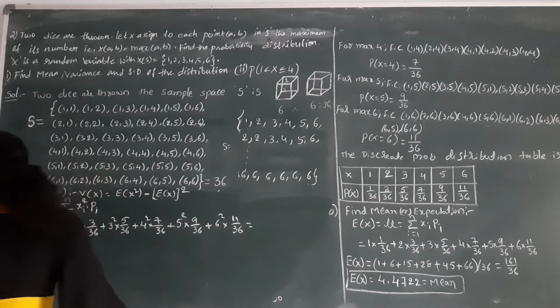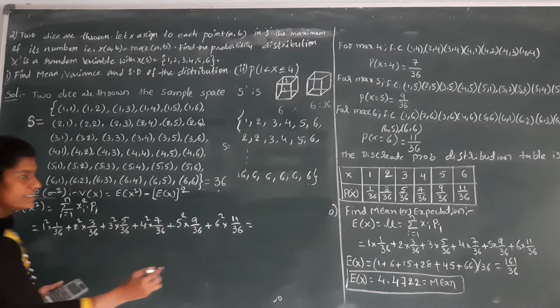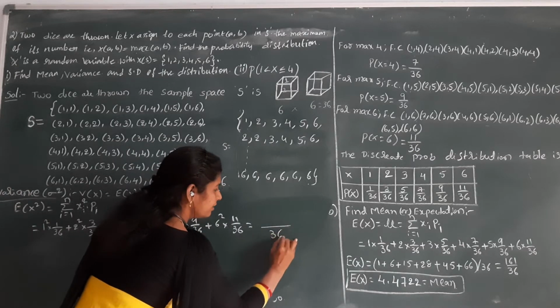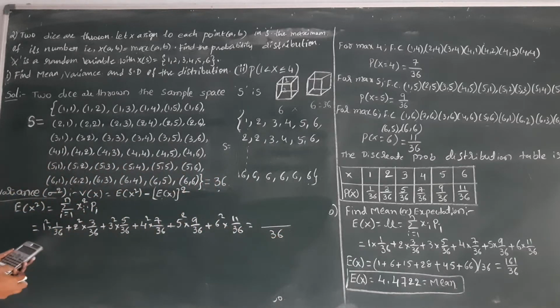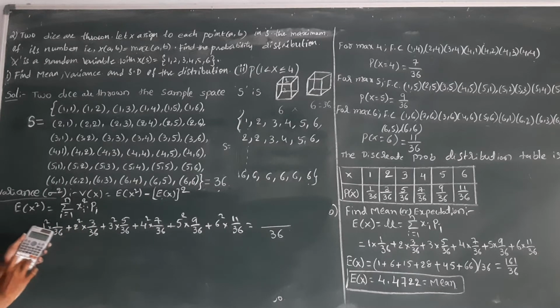That is equals to, simply you can use the calculator, denominators are same as it is. Now I am writing the denominator. Now I am calculating only the numerators. 1 square is nothing but 1. 1 into 1 is nothing but 1 only. 1 plus 4 into 2 square is nothing but 4 into 3 plus 9.